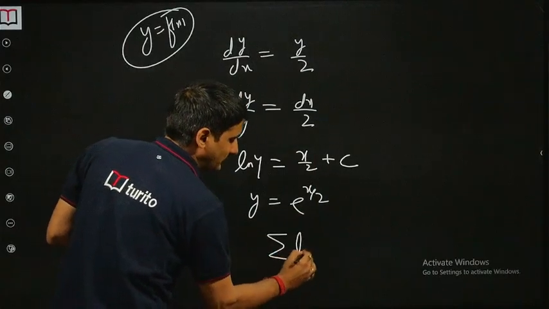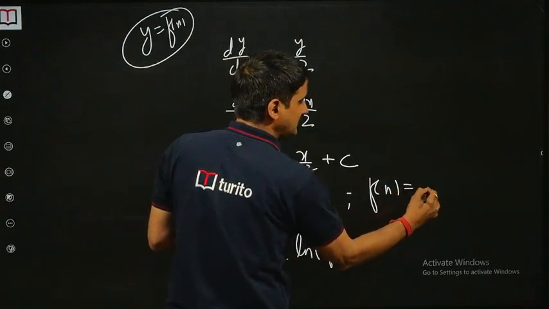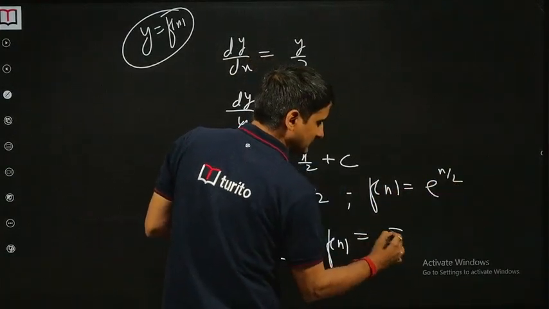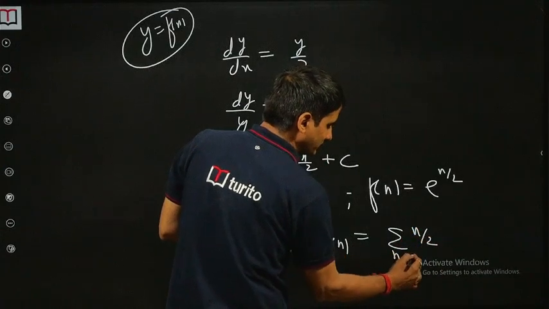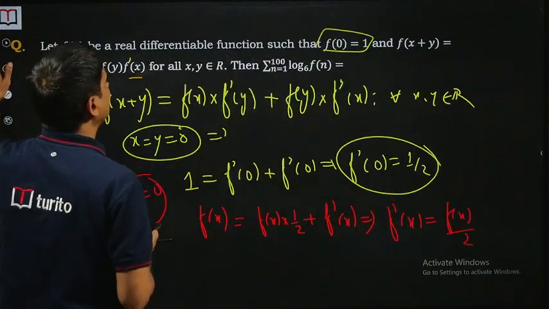So we need summation of ln of f of n. So f of n is e raised to power n by 2. So this is nothing but summation of n by 2 when n goes from whatever to whatever. I think it's from 1 to 100 here. Right. Then you can do it.